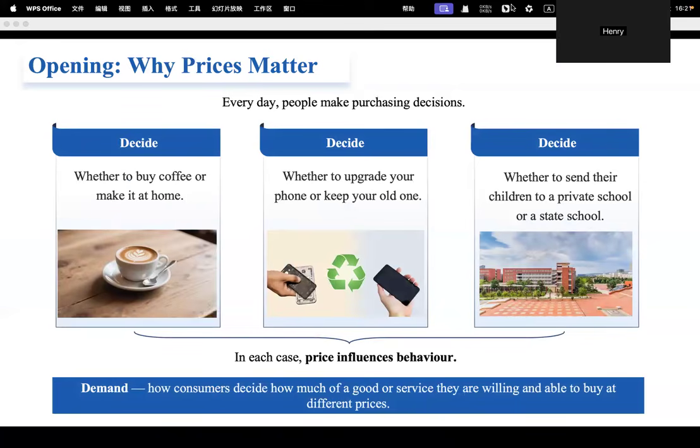Every day, people make purchasing decisions, whether it's buying a good, choosing a school, paying for transport, or subscribing to a service. In each case, price influences behavior, but price is not the only factor. Economics aims to understand: how do consumers decide how much of a good or service to buy? This is what demand explains.